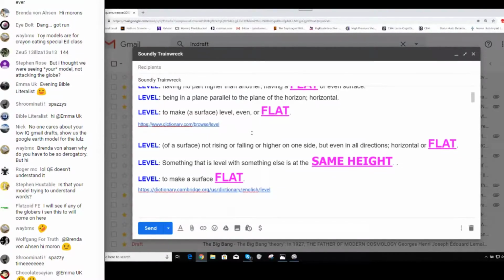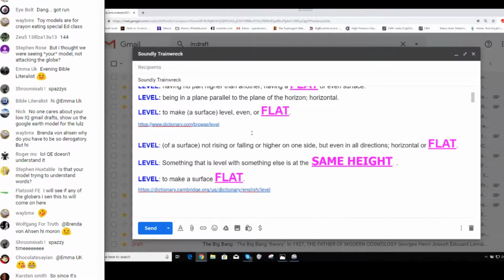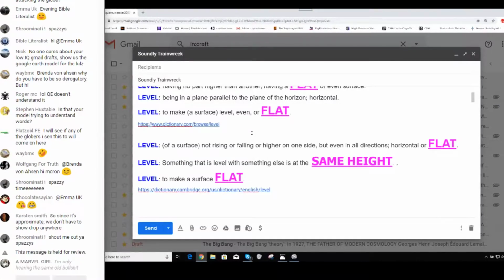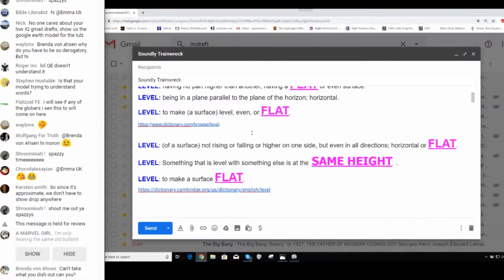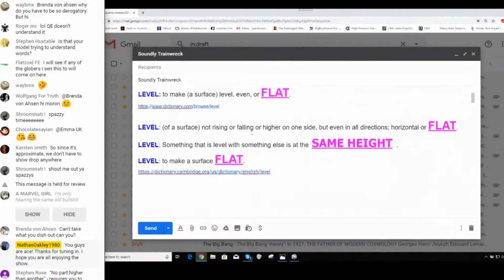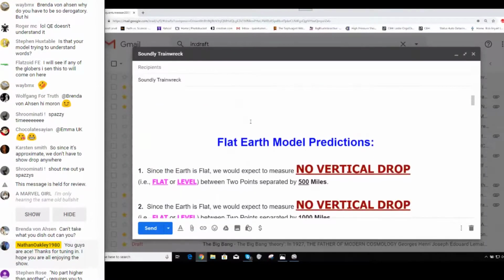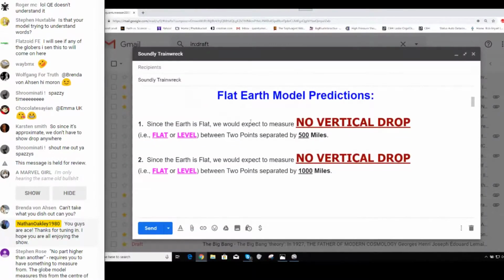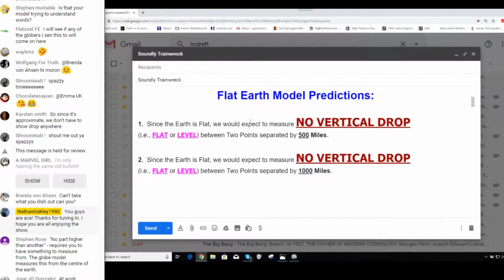From Cambridge: level, not rising or falling or higher on one side, but even in all directions. Horizontal or flat. Something that is level with something else is at the same height. Level, to make a surface flat. I mean, why do I even have to provide citation for this? I don't know. I wish somebody would tell me.